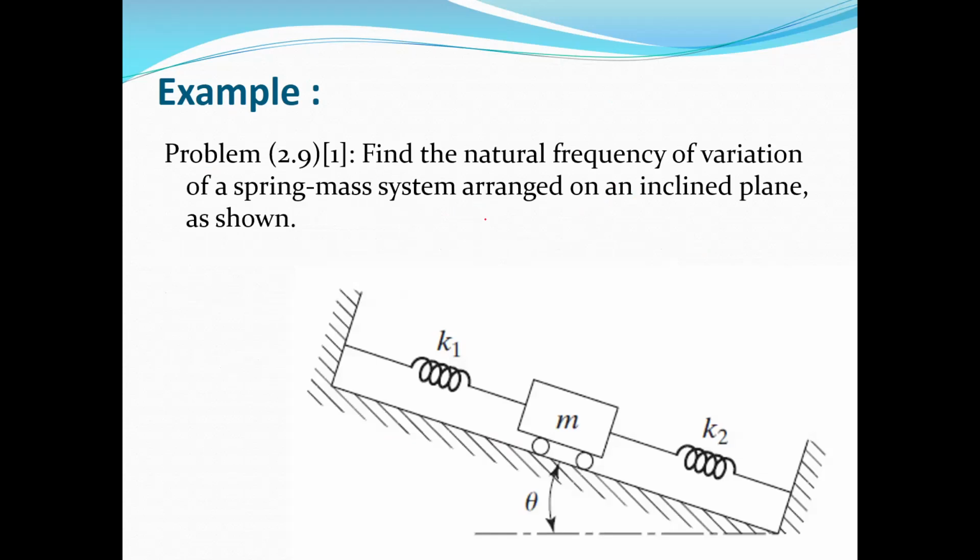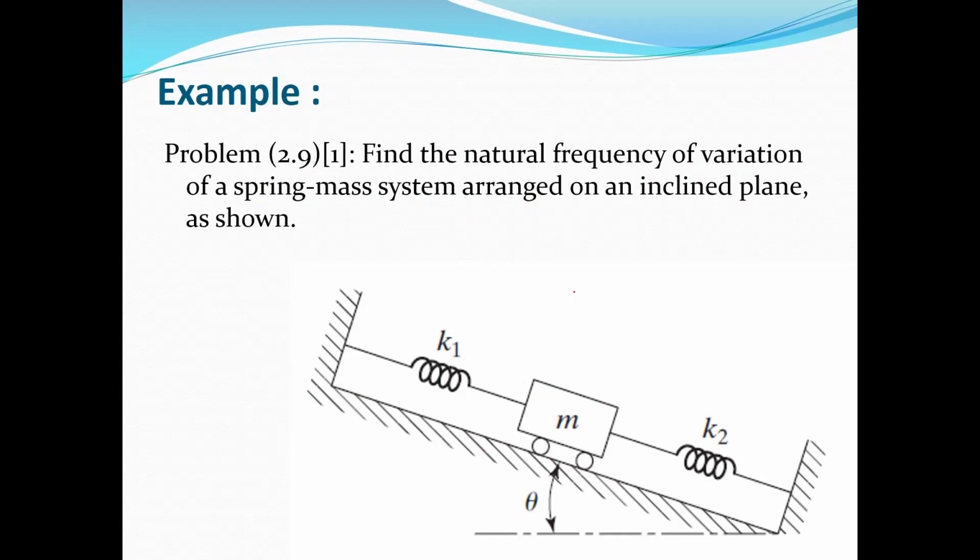The next example: here again we have a system with one mass m and two springs K1 and K2. We want to find the natural frequency of vibration of a spring-mass system arranged on an inclined plane, as shown. Of course, this time we don't want to use Rayleigh's method. So we can extract the governing equation, the equation of motion, then solve it and find the natural frequency, or the eigenvalue, for the equation.